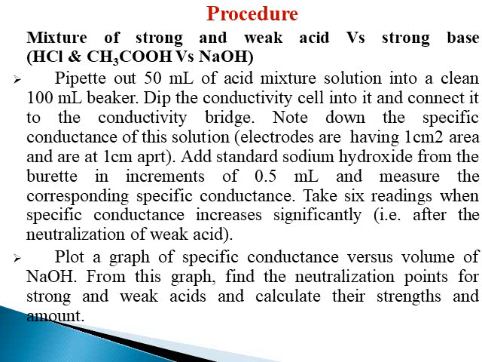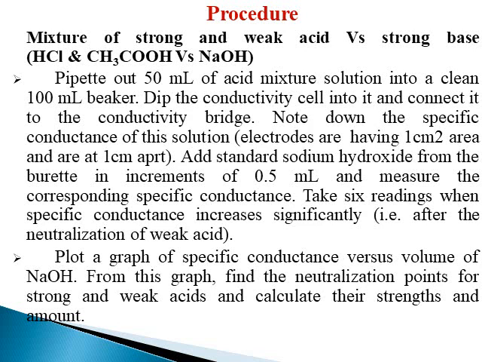So after that you have to take 6 readings and plot a graph of specific conductance versus volume of sodium hydroxide, and from this graph the neutralization points of strong acid as well as weak acid both are calculated. Neutralization point of strong acid, let us consider V1 ml, and neutralization point of weak acid V2. Weak acid dissociates over a range, so we have to calculate V2 minus V1.